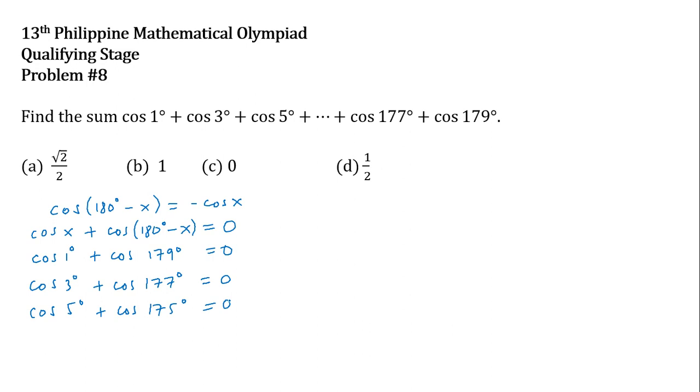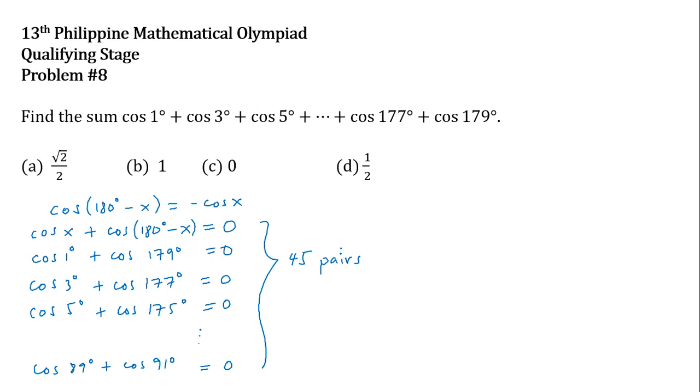Okay, so if we continue doing this, we actually end up with cosine 89 degrees plus cosine 91 degrees. And actually there are exactly 45 pairs of supplementary angles here.